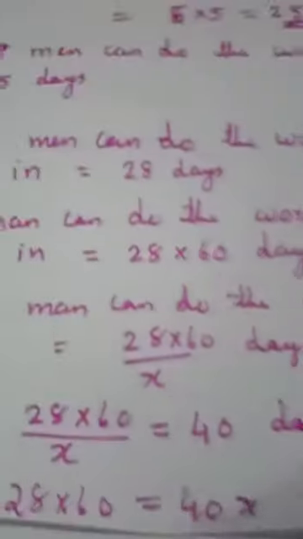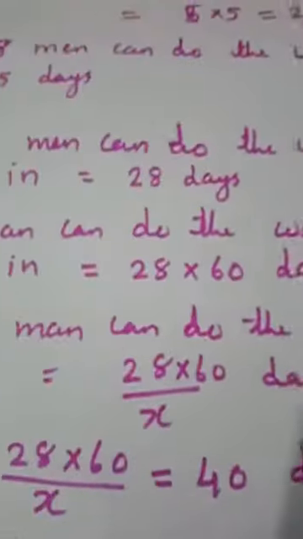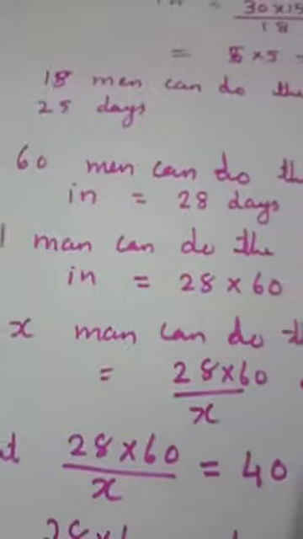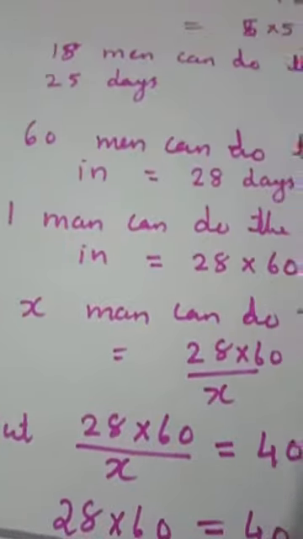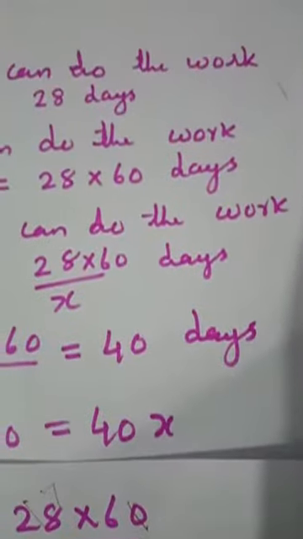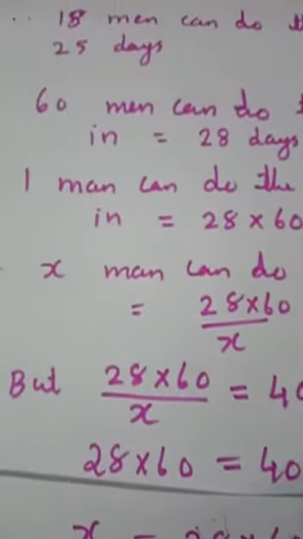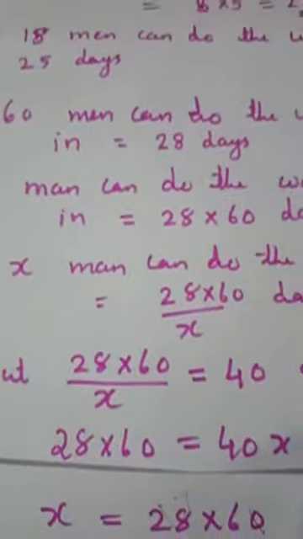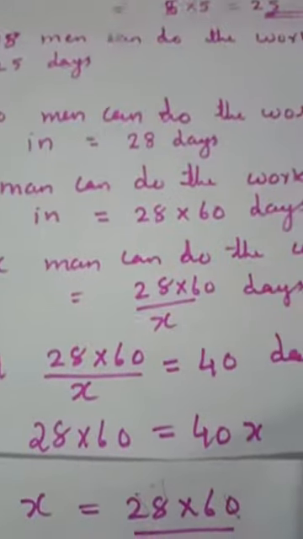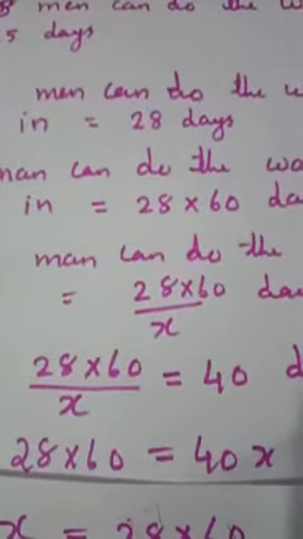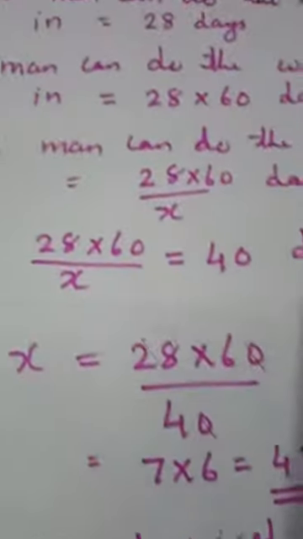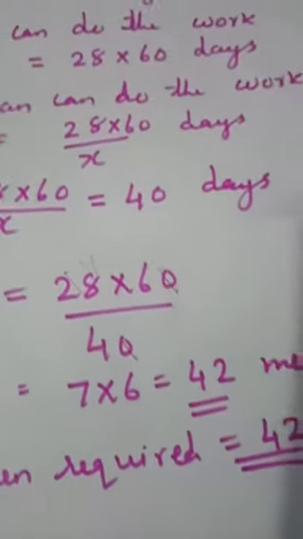Once again, same as the previous question: 60 men can do the work in 28 days. So one man can do the work in 28 into 60 days. Therefore, X men can do the work in 28 into 60 divided by X. 40 days is given. We want to find the number of men, so 28 into 60 by X is 40. So X is 28 into 60 by 40, equal to 42 men.